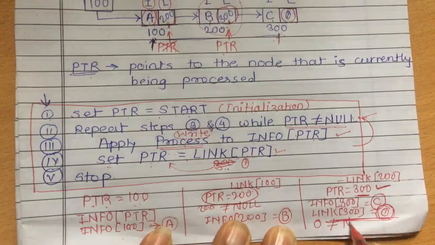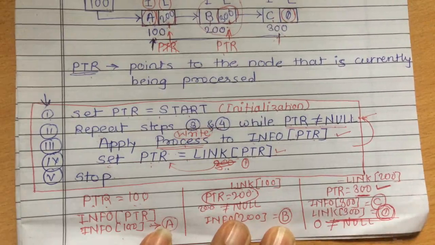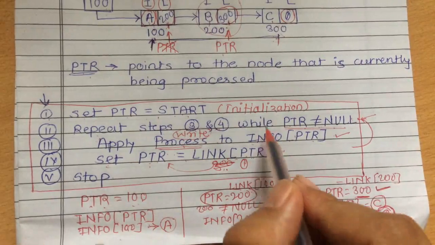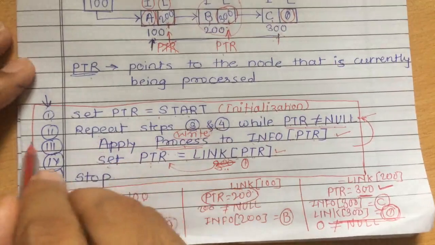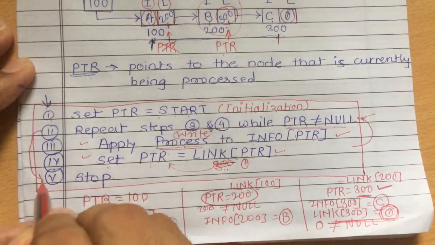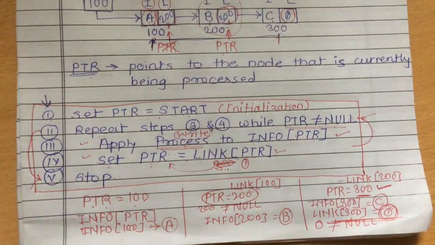Is 0 not equals to null? Null is not equals to null? No, it is equals to null. So condition false. So condition false, it will directly jump, instead of executing third and fourth step, it will directly jump towards the fifth step and it will stop.